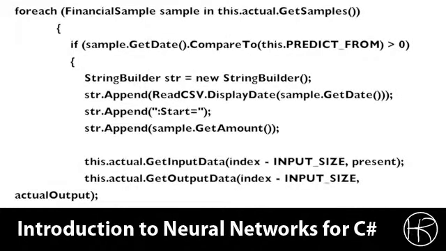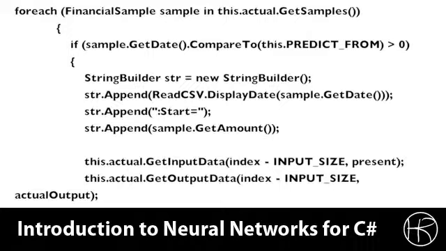We then loop across the samples and we only work with samples that are past the predict from. So we only want to look at samples that are later than the prediction date. Again, this keeps it from predicting based on what it was trained with. It's more interesting to see what the neural network can predict based on future values that it was not actually trained with.